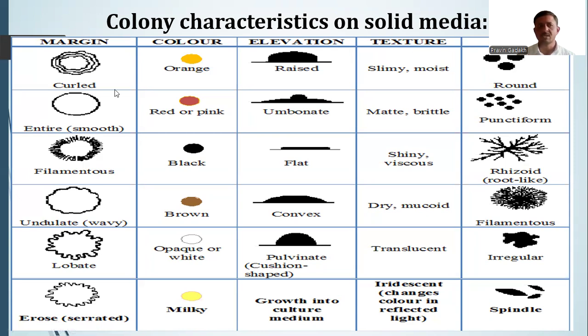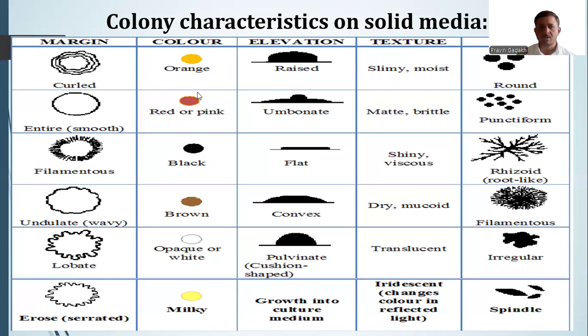If we observe this type of margin, we can call it the curled type of margin. If we find it smooth, we record it as an entire type of colony margin. This is the filamentous type of colony margin. If we observe this wavy type of margin, we call it an undulate or wavy margin of the colony. This is the lobate type of colony pattern of that organism. This is the erose or serrated type of margin of that colony.